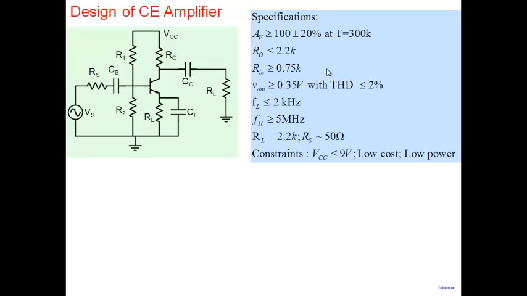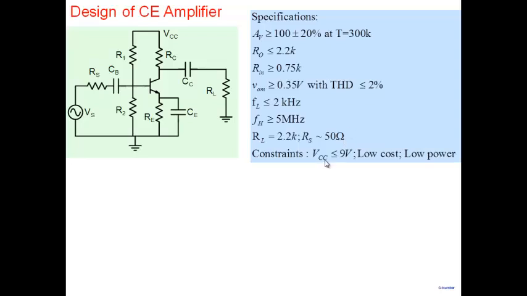So design always begins with a set of specifications. So specifications could be gain is greater than 100 plus minus 20%, which means that you'll have to give me a gain between 80 and 120. It should not vary beyond those limits. At T equal to 300, R naught is 2.2K, let's say. Rn is 0.75K, VOM, whatever. Swing with some harmonic distortion. Lower cutoff frequency, upper cutoff frequency. And some constraints will be given to you. RL is 2.2K, RS is 50 ohms.